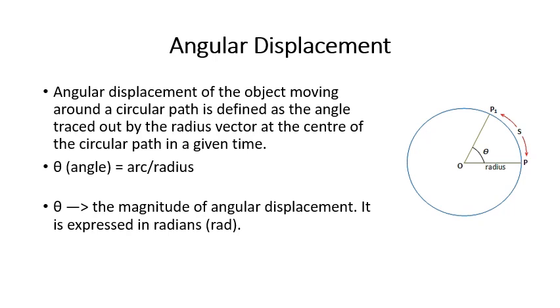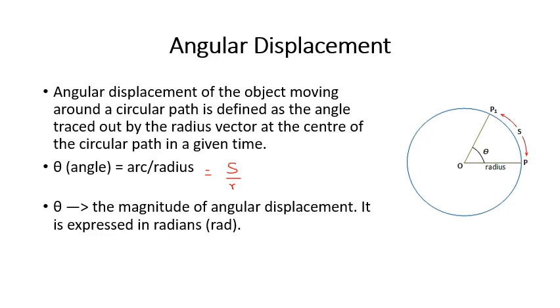See here, look at the diagram. What is the arc here? That is S. So the distance between the 2 points P and P1 is called arc. So S divided by the radius r. So what is the angular displacement? Angular displacement is theta. So theta equal to S divided by r.